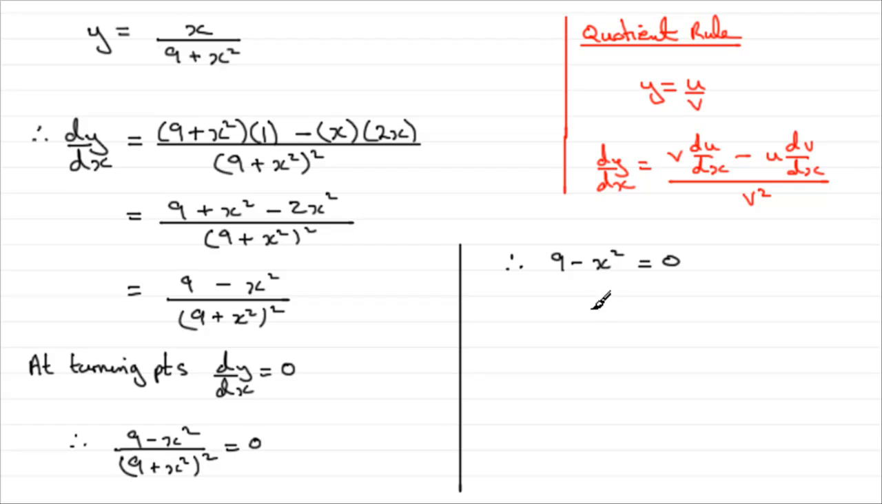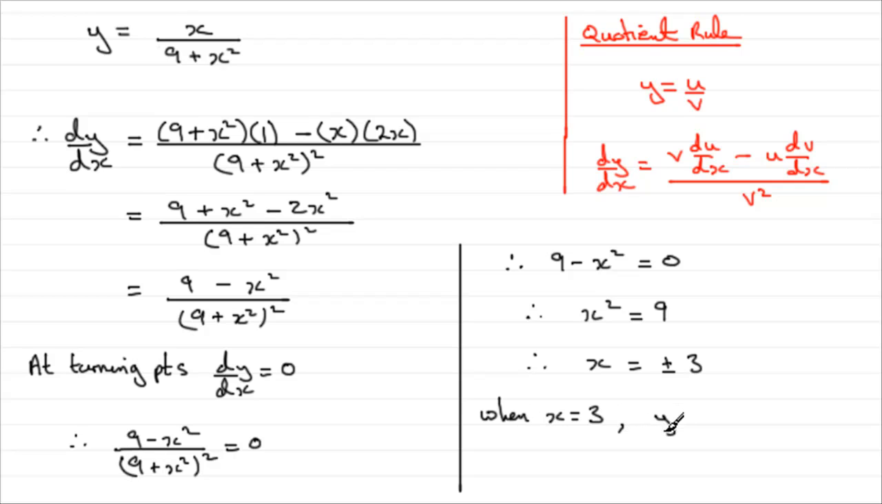And to solve this, I would add x squared to both sides, so we get x squared equals 9, and then just take the square root of both sides. Don't forget though, the square root of 9 is plus or minus 3. Very easy to forget that minus. Now it did ask for the coordinates of the turning point. So we've got the x coordinates, 3 and minus 3. So what we need to do is find out what the corresponding y coordinates are when x equals 3 and when it equals minus 3.